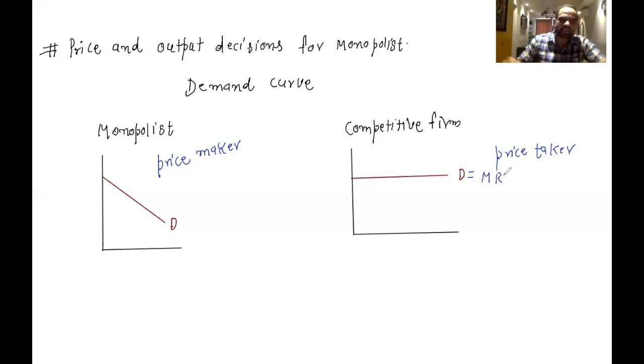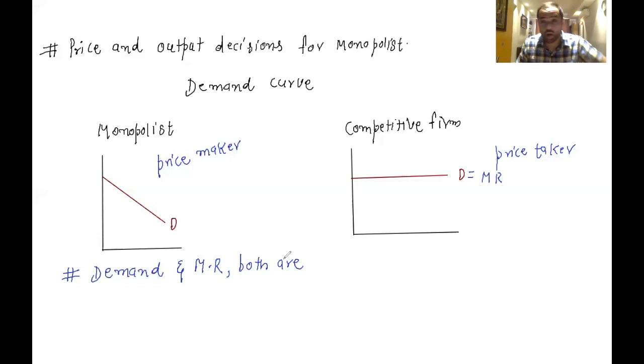Now, a few things to remember. We are talking about the monopolist; competitive firms, you know that. Under monopolist, demand and marginal revenue both are downwards, right? Both have a negative slope.